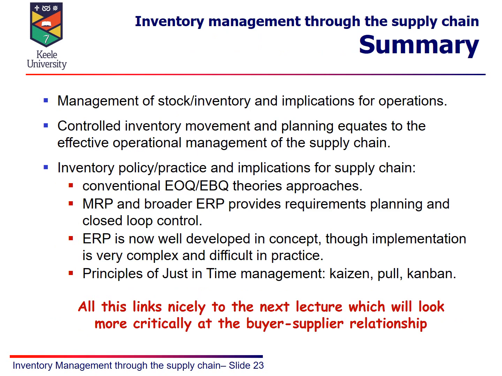Okay, so that's the end of the lecture. What I've tried to do is talk through basic inventory management theory, and we're really trying to talk about the controlled movement of inventory through the supply chain. And as it says there, bullet point 2, controlled inventory management and planning equates to effective operational management of the supply chain. If you don't have that in today's world, you're going to have serious problems, because your cost base is going to be too high, and you won't have the agility and flexibility to respond quickly and effectively to your customers' and consumers' demands.